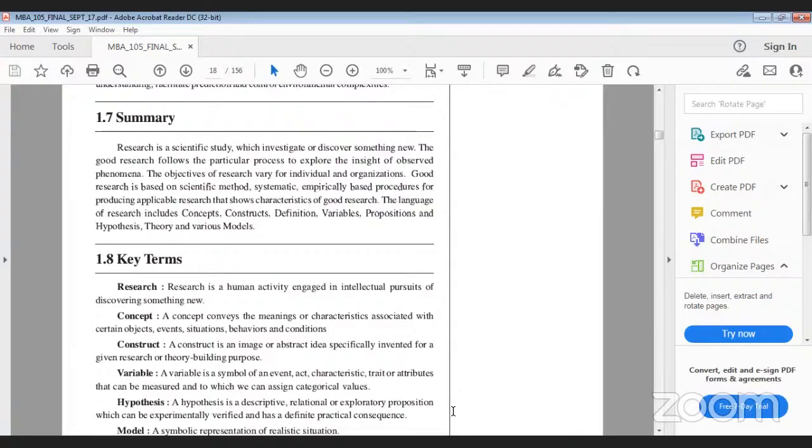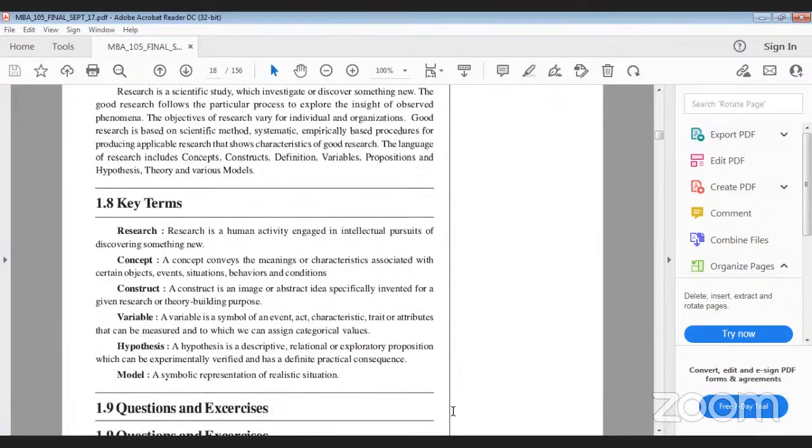A variable is a symbol of an event, characteristic, trait, or attribute that can be measured and to which we can assign categorical values. Second, a hypothesis is a descriptive, relational, or explanatory proposition which can be empirically verified and has defined practical consequences. A model is a symbolic representation of a related situation.